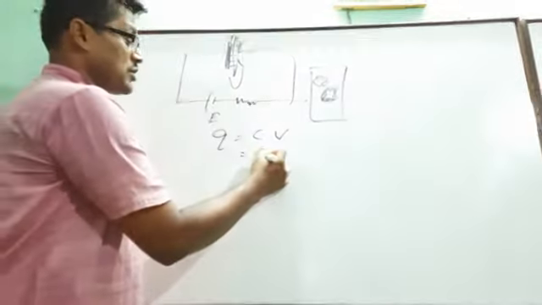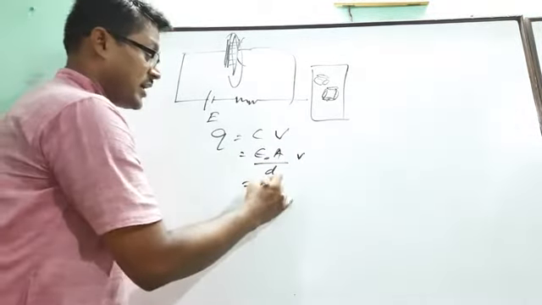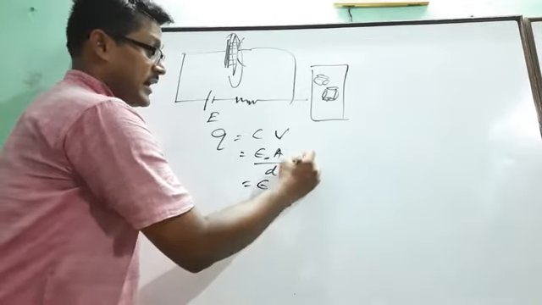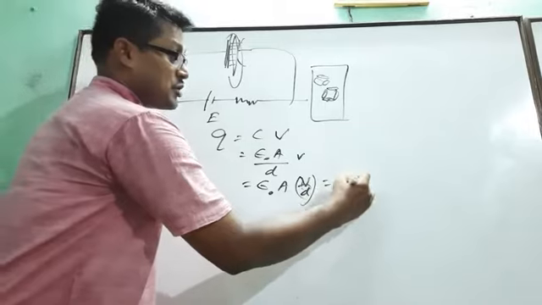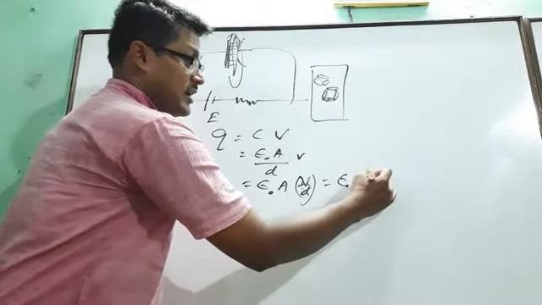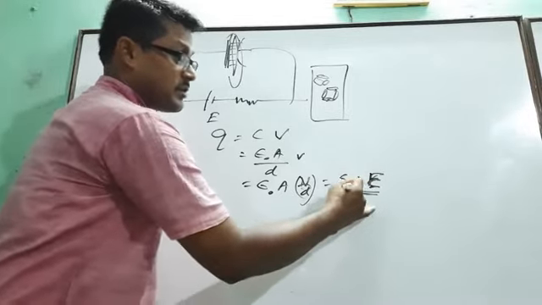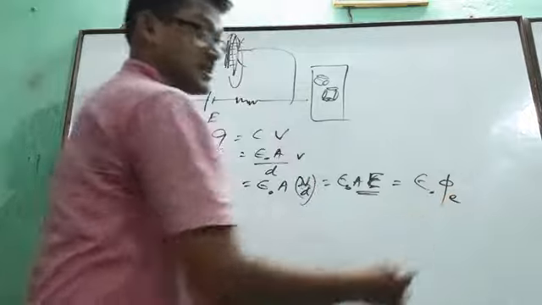C means epsilon 0 A by d, and V is there. So we can write epsilon 0 A, that is V by d, is E. So epsilon 0 E into A is nothing but electric flux. So we can write epsilon naught times the flux of electricity.